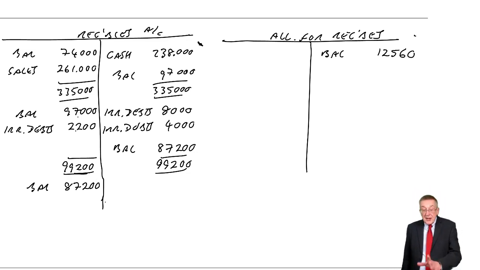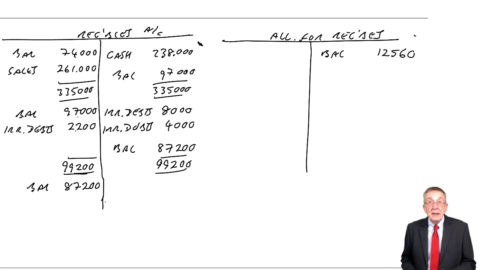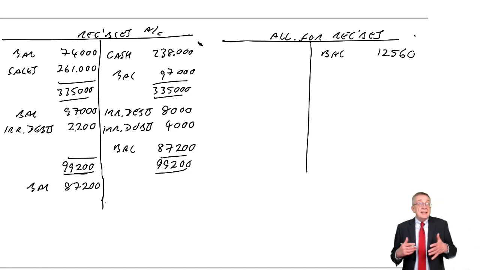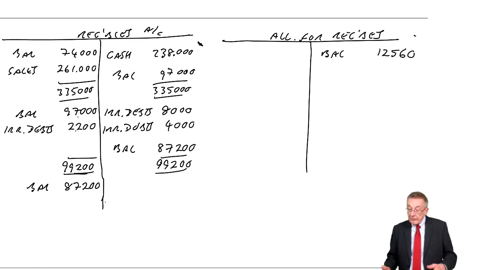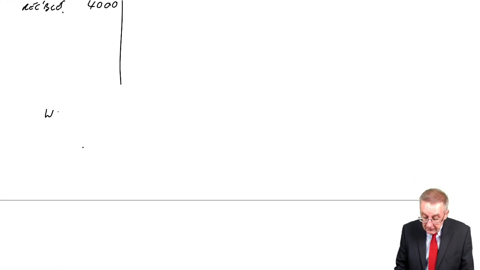And so there we are, receivables. There's the correct figure. There's the amount I'm hoping to receive. But now we have to turn to the allowance and decide what allowance we need at the end of the year. Here, always you will need workings.